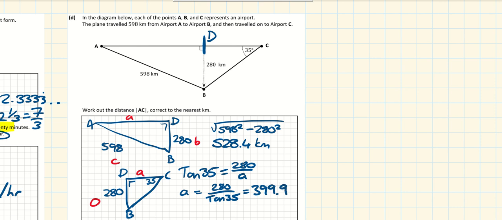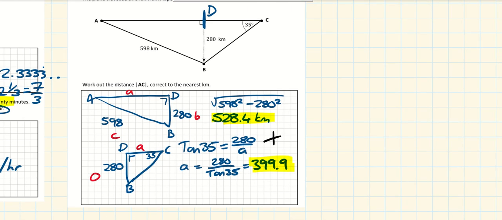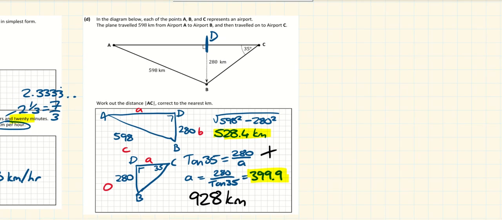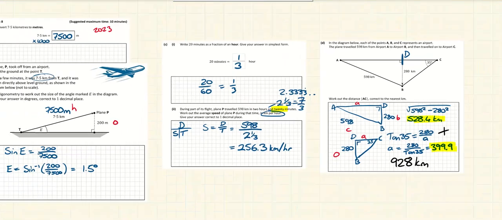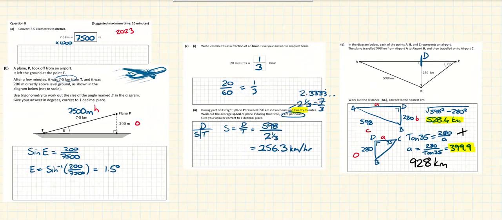399.9. So all we've got to do now, we've got the two lengths, and all we have to do is add them. So plus 528.4, we'll just add the two of them, and we have our final answer of 928.28, or 928.3, but it says to the nearest kilometre, so just 928 kilometres is fine. So a bit of trigonometry, a bit of mixed stuff in that question. I'll zoom out a bit, it might be a bit small on your screens. You can see that there's lots of stuff going on there.